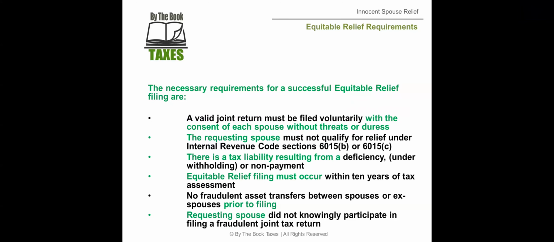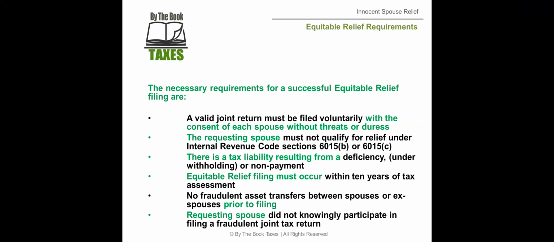Okay, here are the necessary requirements for a successful equitable relief filing. Here are the things that you must have, the components you must have in order to be successful. First of all, as with all of the innocent spouse relief filings, initially there must have been a valid joint tax return filed voluntarily by the spouses with their consent, without any threats or duress.